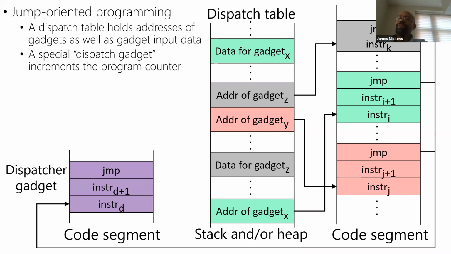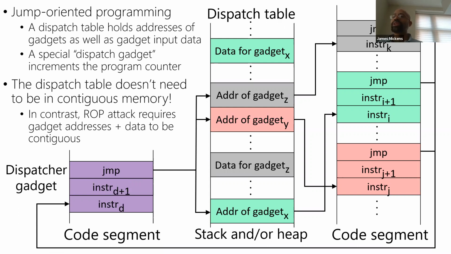The way the basic setup works is that after each one of these individual gadgets executes, every single one of them is going to return back to the dispatcher gadget. The dispatcher gadget is then going to do some stuff. It's going to terminate in a jump, and that jump is then going to go to the next gadget to execute. What's really nice about this setup is that the dispatch table doesn't need to be in contiguous memory, right? It can be scattered around.